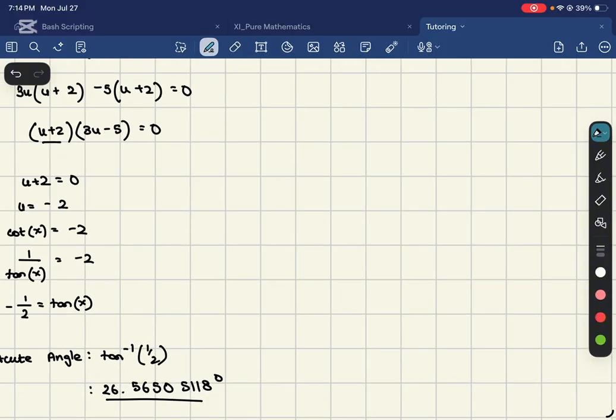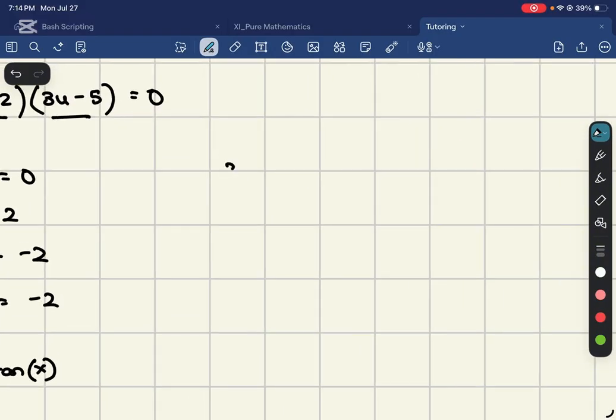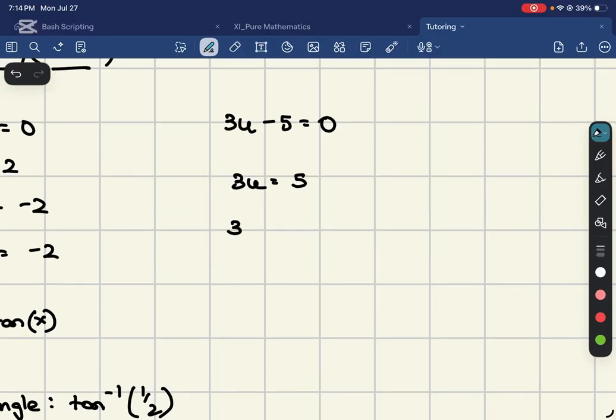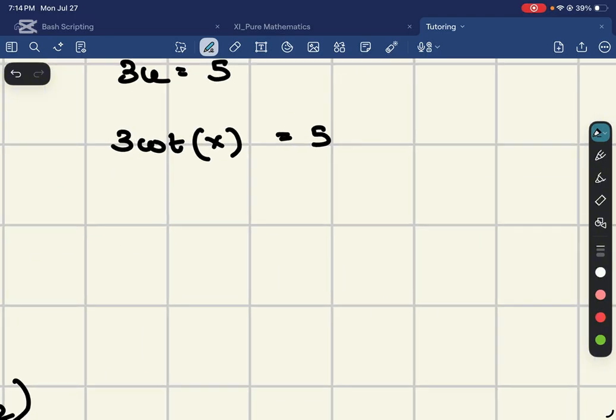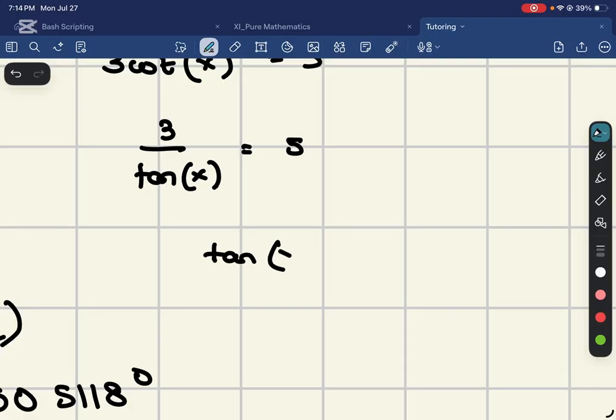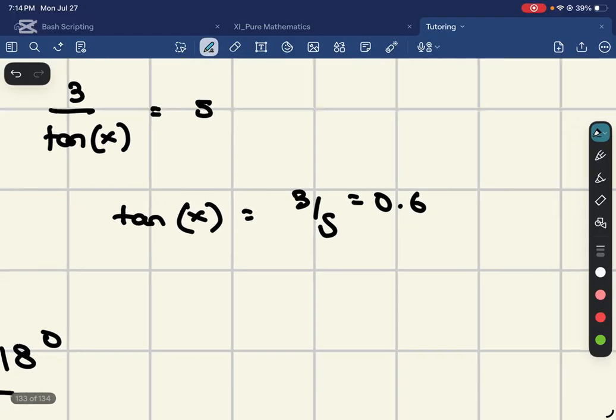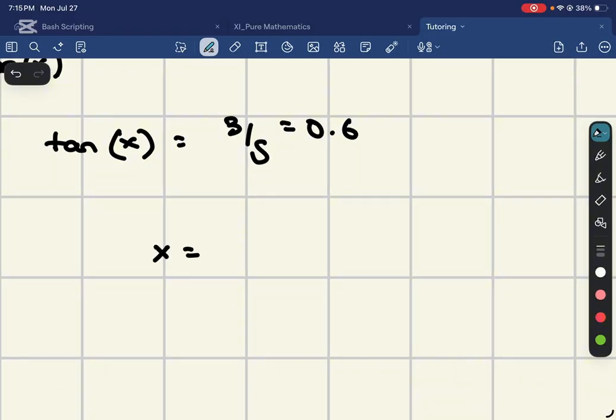Now we need to go back and solve for this part. 3u minus 5 is equal to 0. 3u is 5, right? 3u is cot x is equal to 5, right? And 3 over tan x is going to be 5. And if you isolate tan x, you are going to get tan x is equal to 3 over 5, which is 0.6.